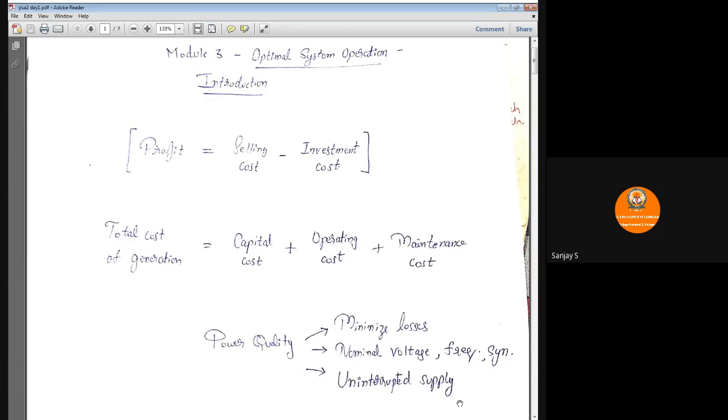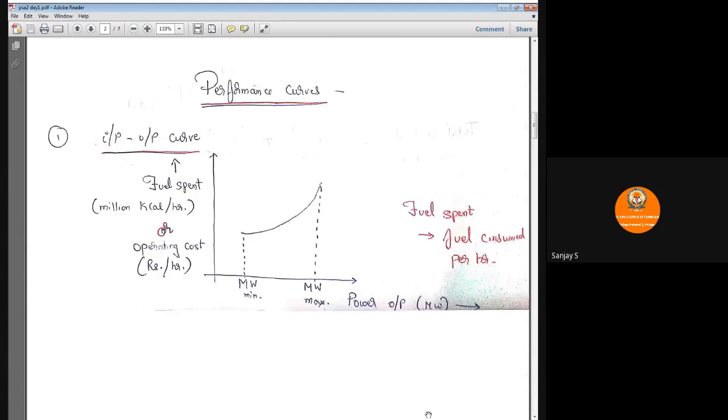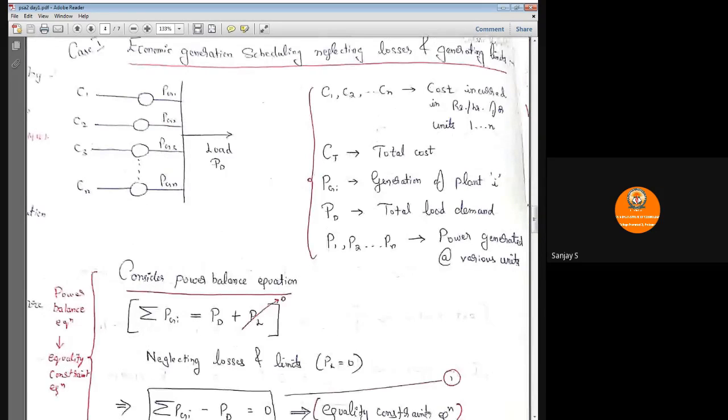Then we went on with performance curves. What are the 3 performance curves that you have understood? Input output curve, heat rate curve, and incremental cost curve. And also you talked about incremental fuel cost curve.